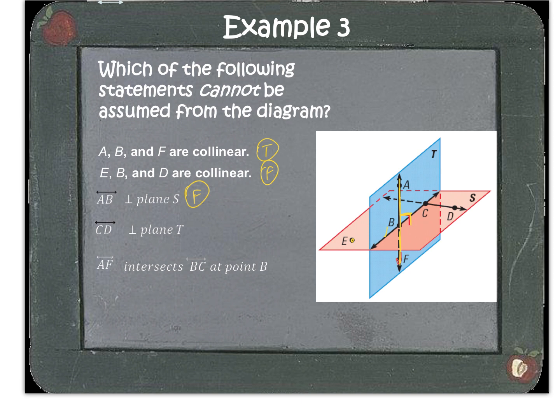CD, the same thing goes for CD, okay? It says CD is perpendicular to plane T. So this line here is perpendicular. And again, nothing really tells me that there is any type of right angle here. And so I'm going to say this is a false. And the last one on this page is AF intersects BC at point D. So AF intersects BC at point D. And so yes, this is the intersection line.